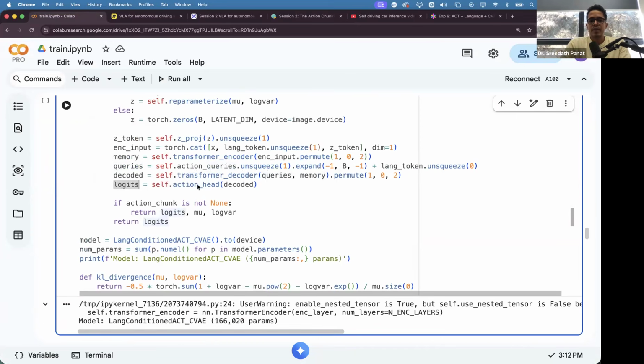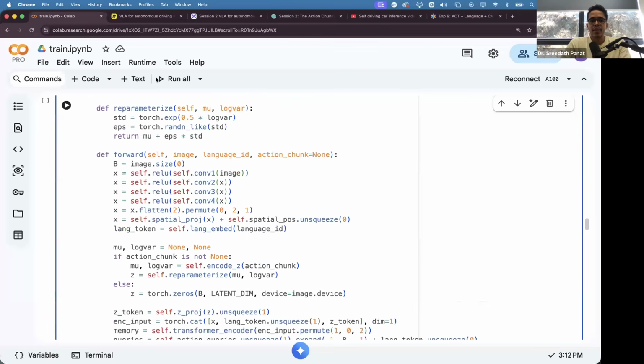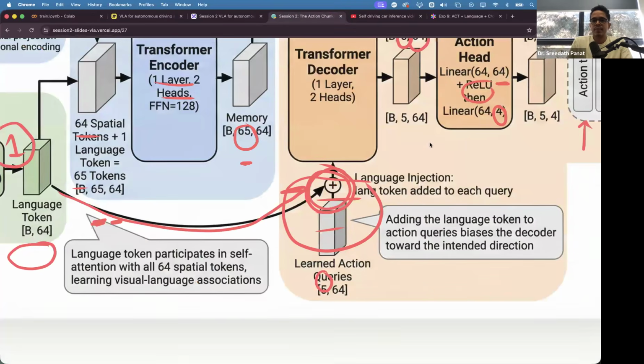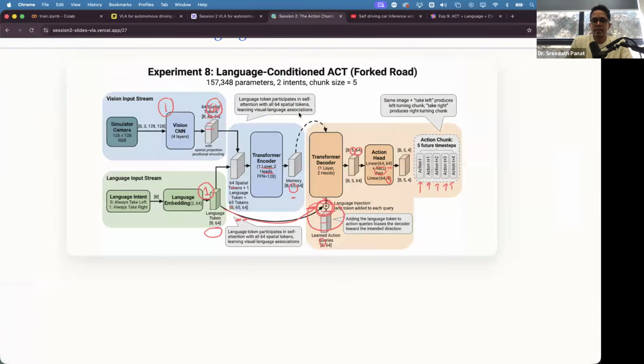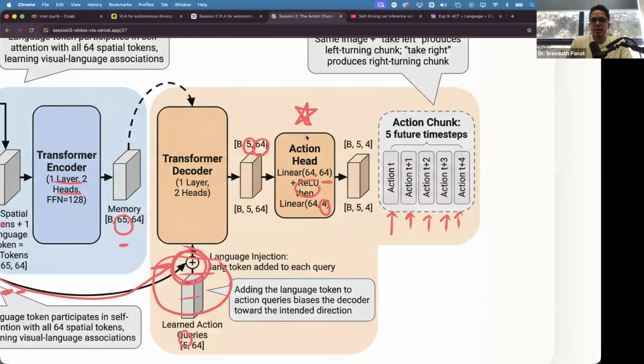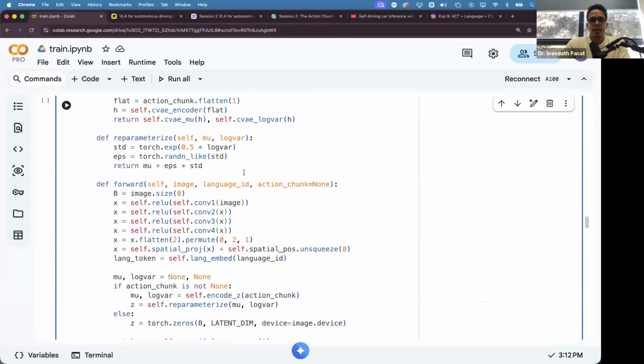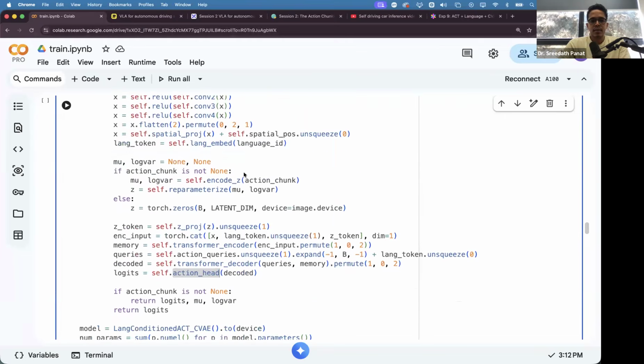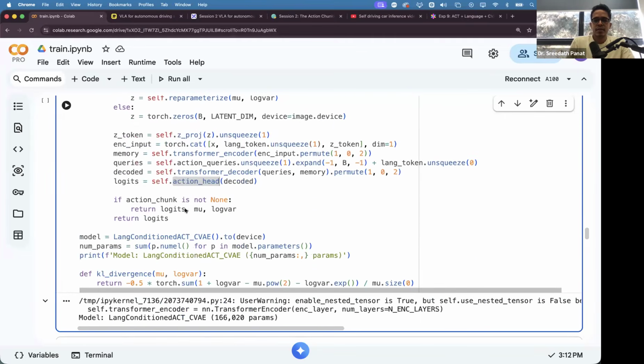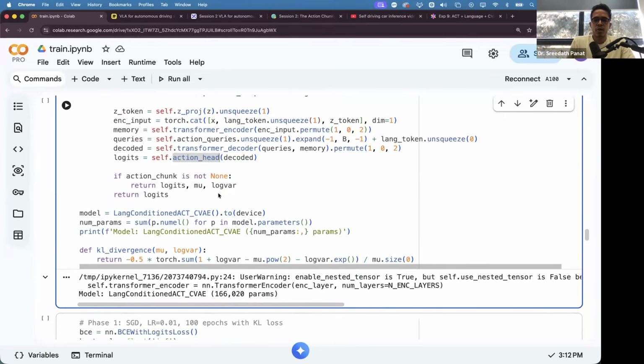The logits come after the action head. The action head is simply this. The action head projects 64 into 64, then that 64 is projected into 4. And yeah, that's pretty much it. Then you return logits, comma, mu, comma, logarithm of variance.